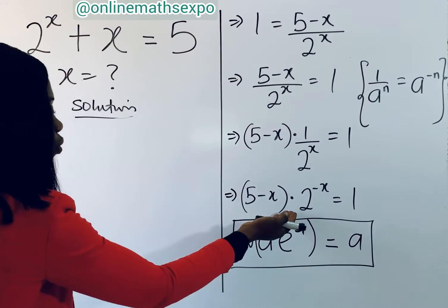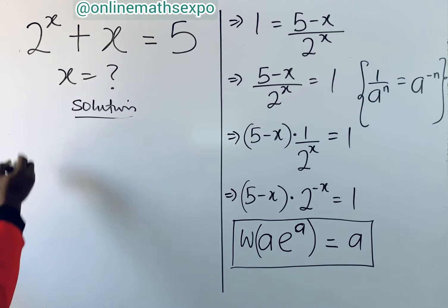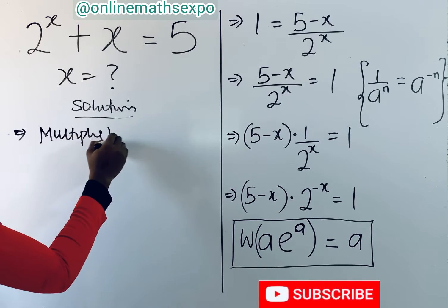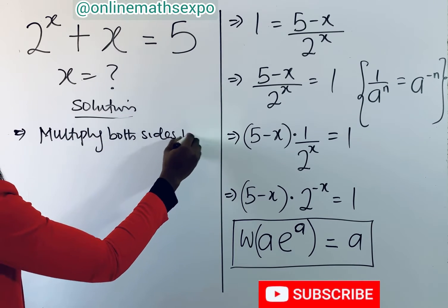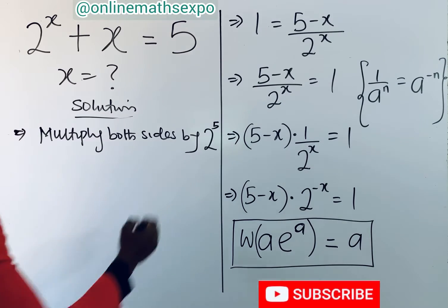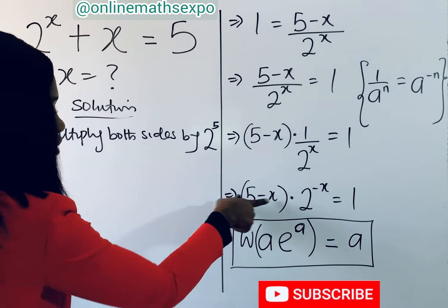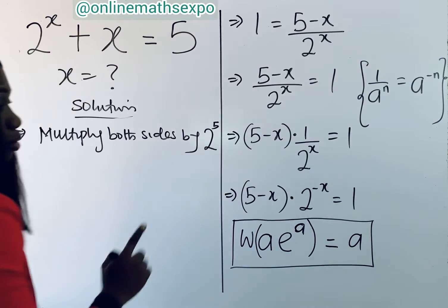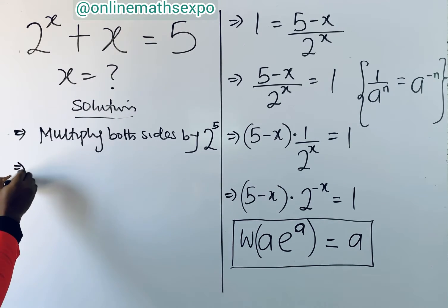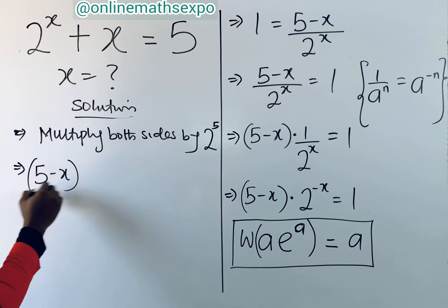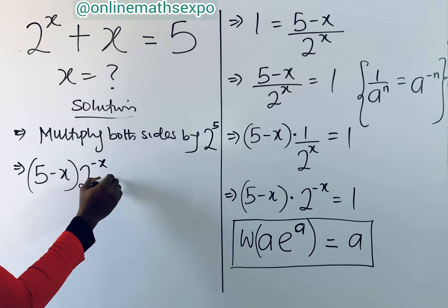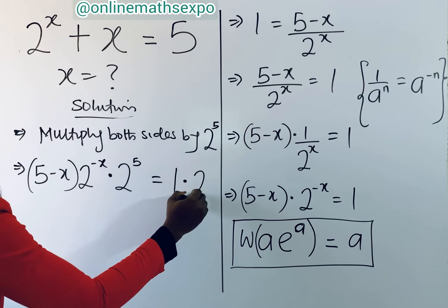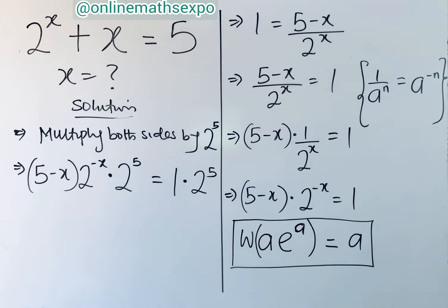So to apply this, we are going to do something to this. We're going to multiply both sides by 2 to the power of 5. We are doing so because of what we have here, okay? Because we have 5 here, that's why we're multiplying by this base to the power of 5. So if you do that, we are going to now have 5 minus x into 2 to the power of negative x, multiplied by 2 to the power of 5, is equal to 1 multiplied by 2 to the power of 5.